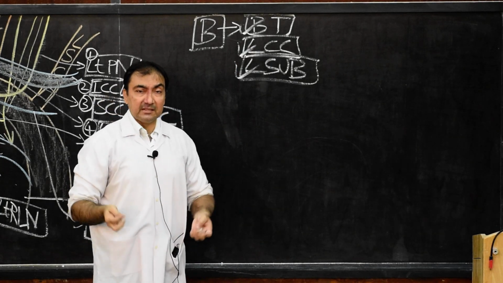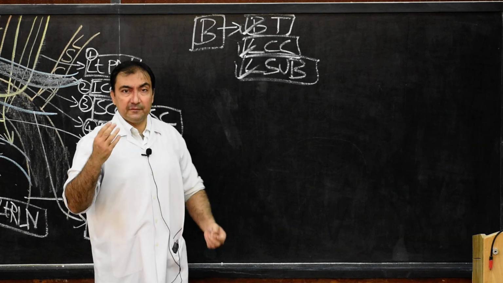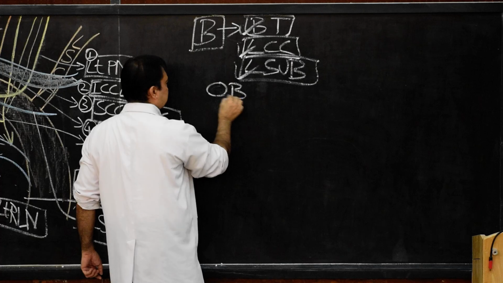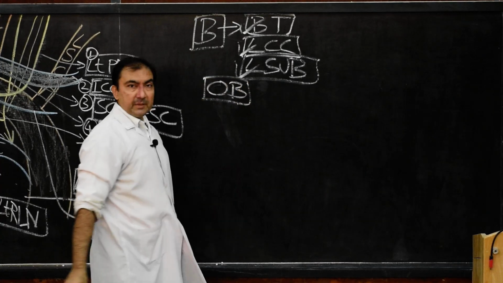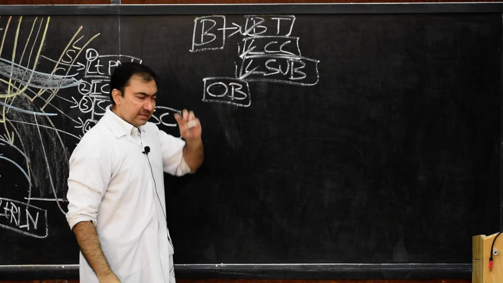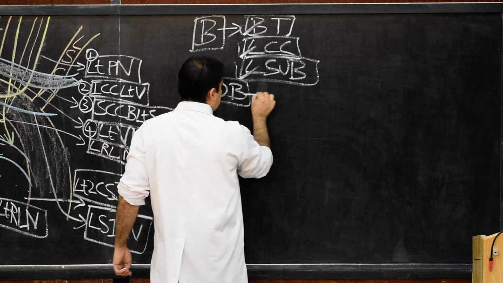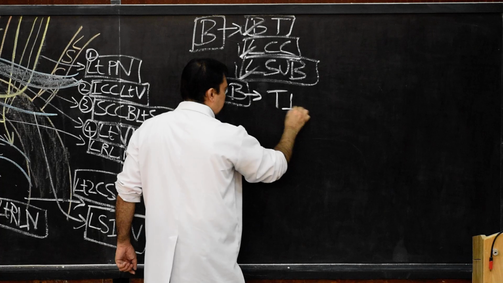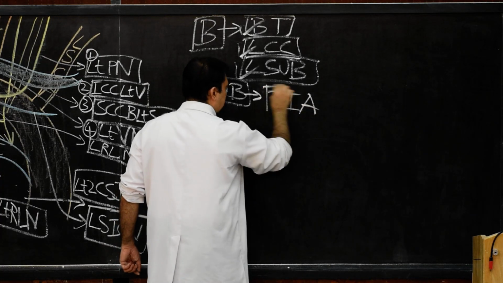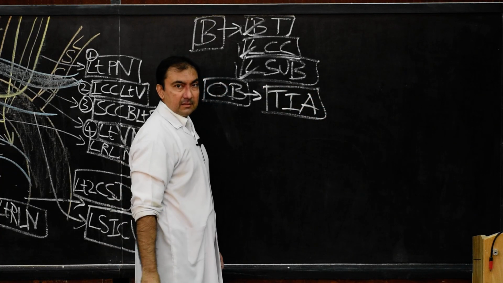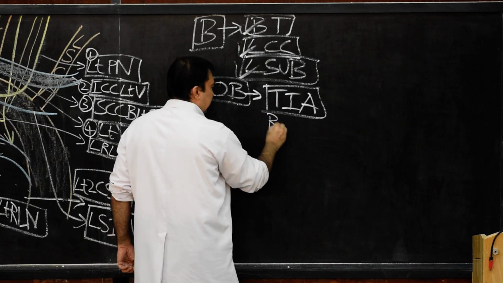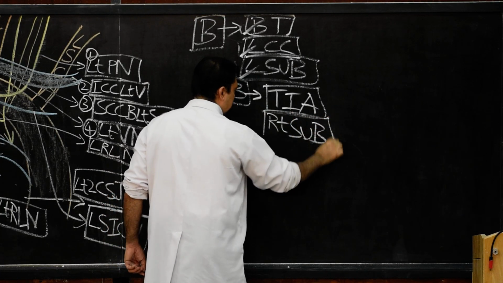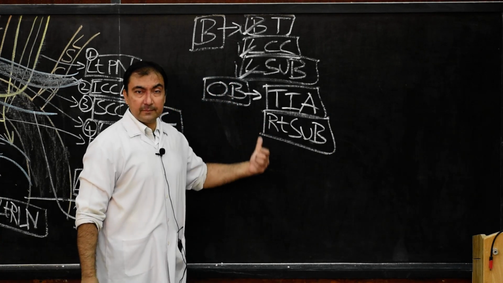Now the occasional branches. These occasional branches are asked in 1 mark question answers and MCQs. What are the occasional branches? Rare branches. This also you need to understand and remember. How do we remember? Thyroidea ima artery, 1. Then 2, the right subclavian artery. This is also one of the rare branches.